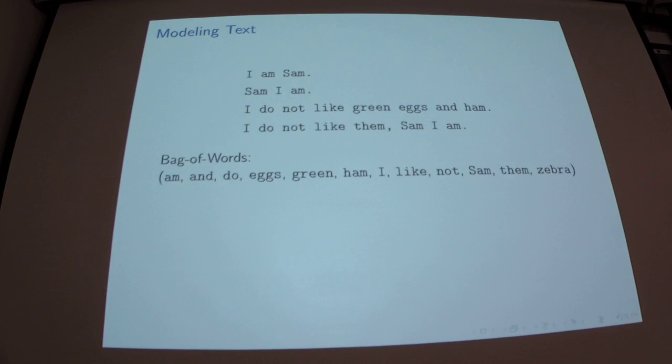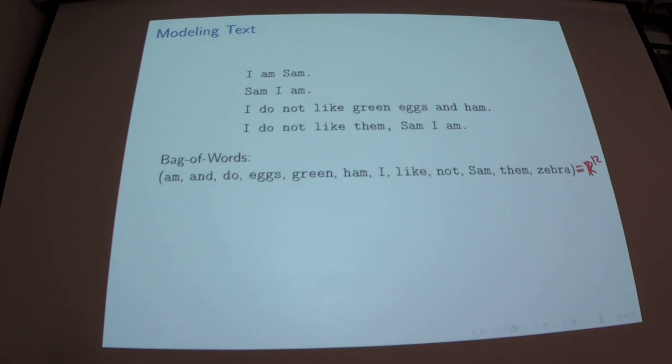And we're going to pretend that there are only, let's see, how many words do I have here? There are only going to be, I think, 12 possible words in the dictionary here, right? So: am, and, do, eggs, green, ham, I, like, not, Sam, them, zebra. Okay? So these are the only possible words, and these represent coordinates of a 12-dimensional vector, right? So this is going to somehow represent our 12.